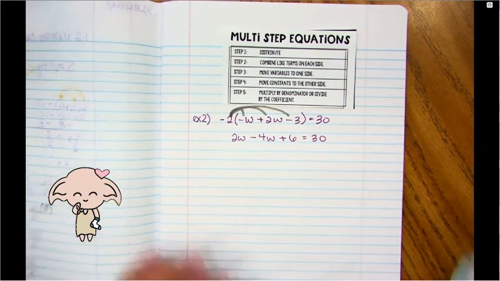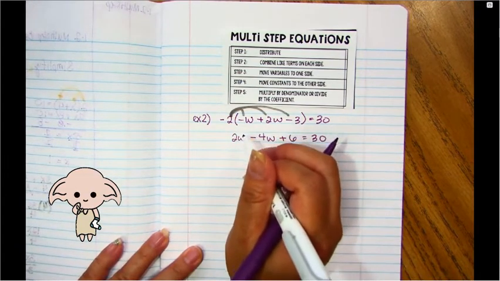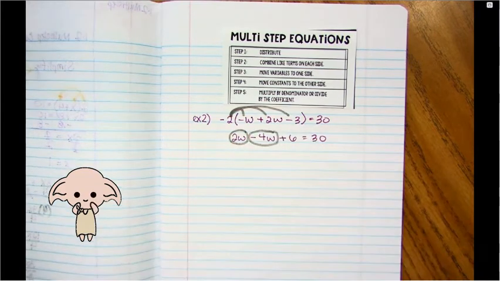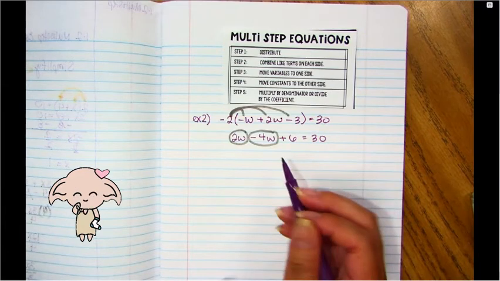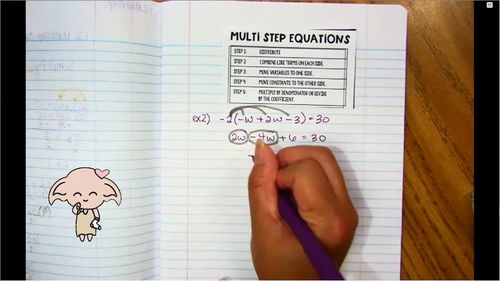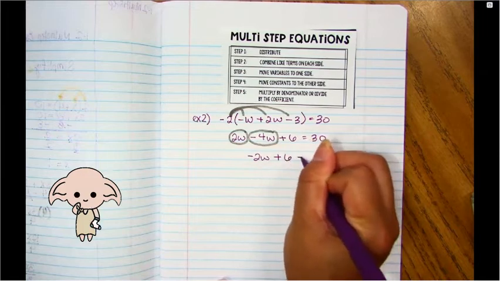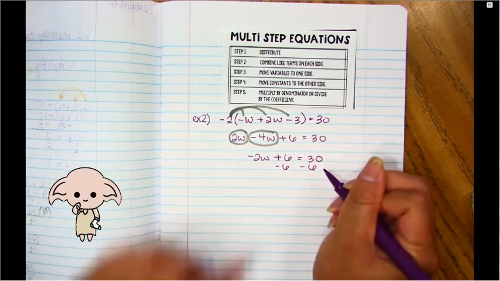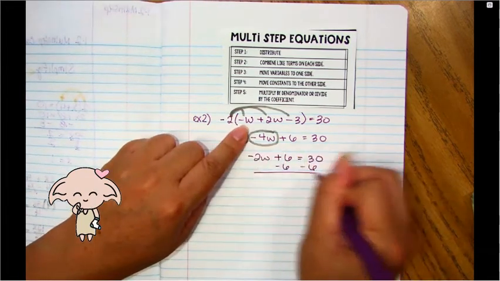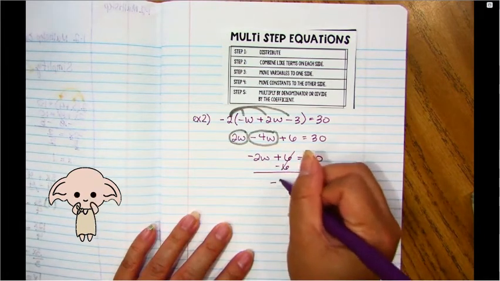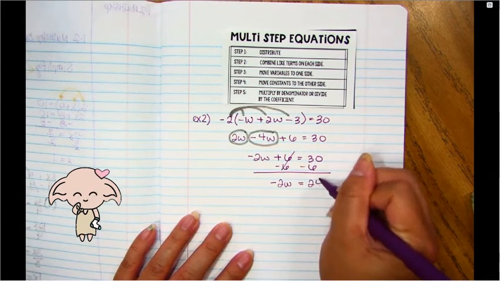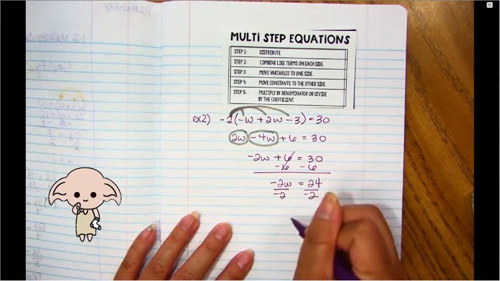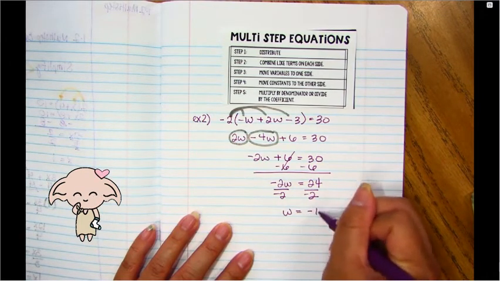Now we can combine like terms. My like terms should share the same variable exponent. These are my like terms, and I'm going to combine them. You can use a calculator. So 2w and negative 4w makes negative 2w plus 6 equals 30. Subtract 6 from both sides of the equation. Even if I covered it with my finger, you can see that it becomes a 2-step equation. We're left with negative 2w is equal to 24. The last step is to divide by negative 2, so we have w equals negative 12.